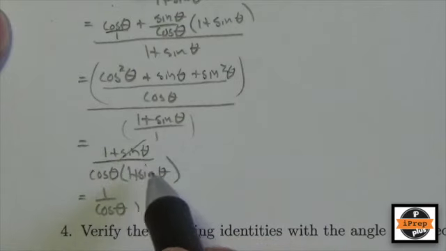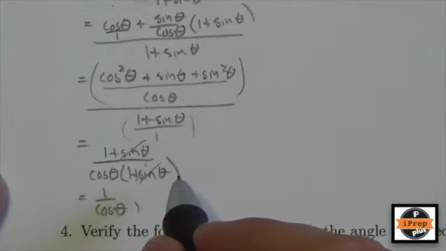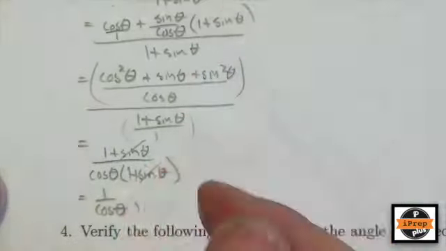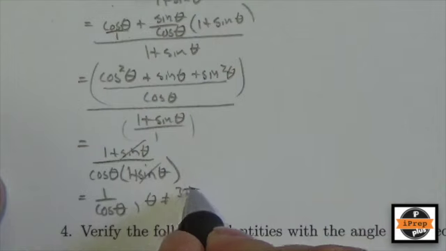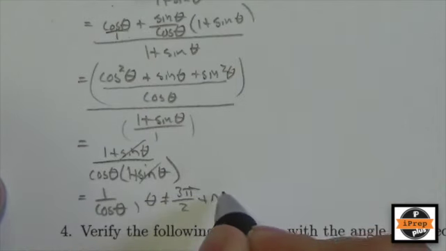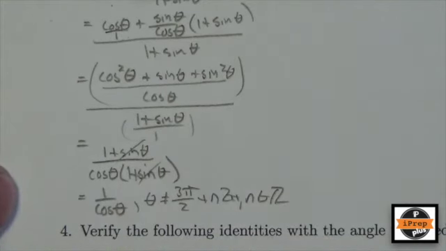Now, I can only cancel that under the stipulation that 1 plus the sine of theta does not equal 0, which means the sine of theta can't be negative 1. Well, where does that occur? Sine of theta equals negative 1 at 270 degrees or 3 pi over 2. So I'm saying here theta cannot equal 3 pi over 2 plus n 2 pi, where n is an element of the integers. So there's my restriction right there. There's my answer, and actually I've got it reduced down quite nicely.